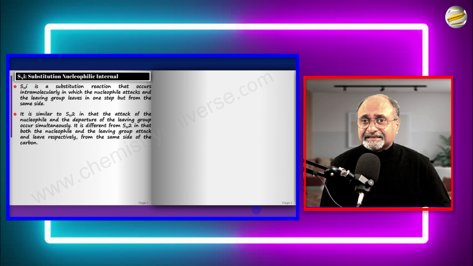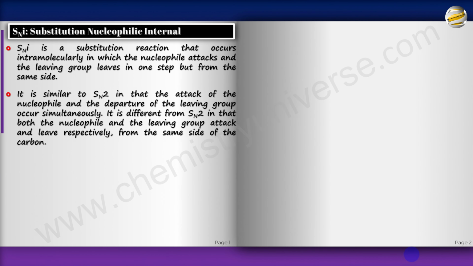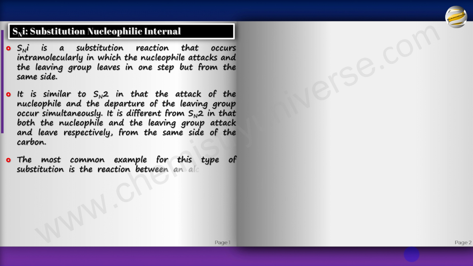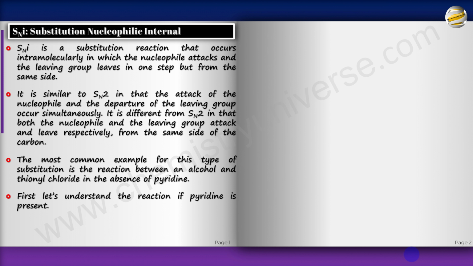Now, one of the best reactions to understand this is the conversion of an alcohol into an alkyl halide by using SOCl2, thionyl chloride, in the absence of pyridine. But then you have to first understand what happens when there is pyridine and how does the reaction occur and what does the absence of pyridine cause. The most common example of this type of substitution is the reaction between an alcohol and thionyl chloride in the absence of pyridine. And first, let's understand the reaction if pyridine is present here at all.